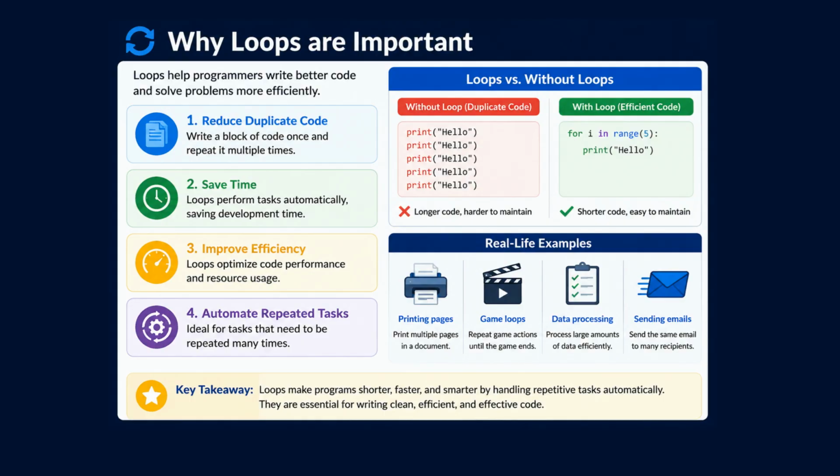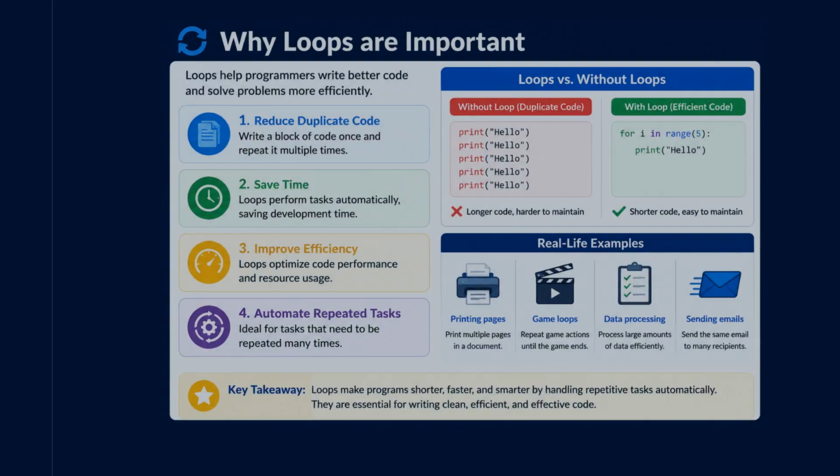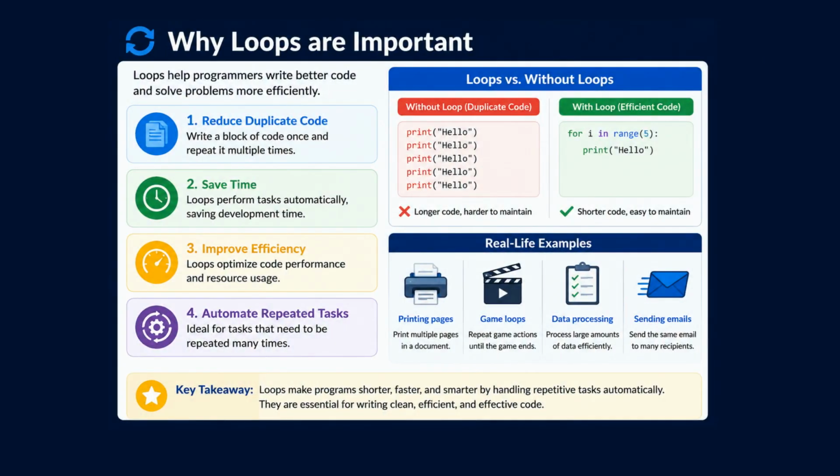Now, let's look at some real-life examples. Printers use loops to print multiple pages in a document. Video games use loops to repeat player actions, enemy movements, and score updates continuously. Data processing systems use loops to handle large amounts of information quickly and efficiently. Email systems also use loops when sending the same message to many recipients.